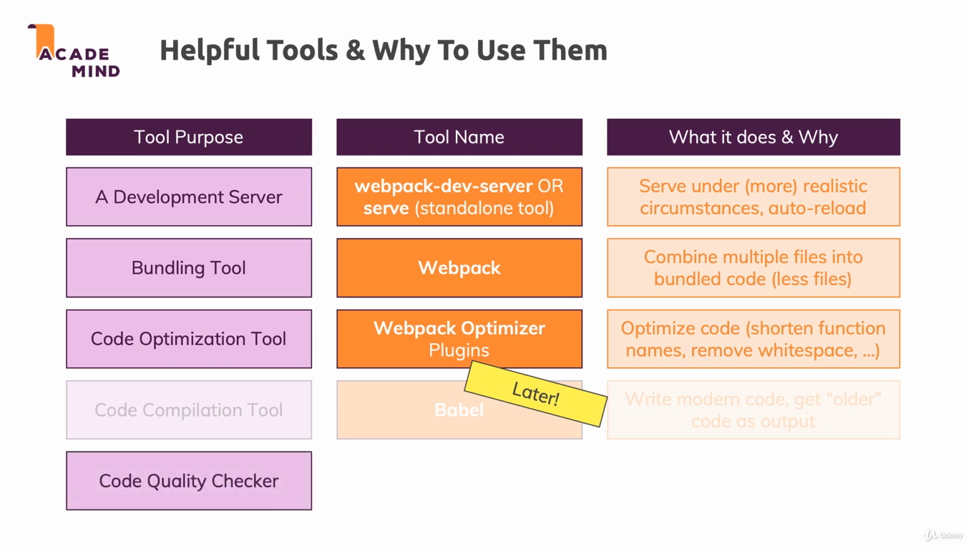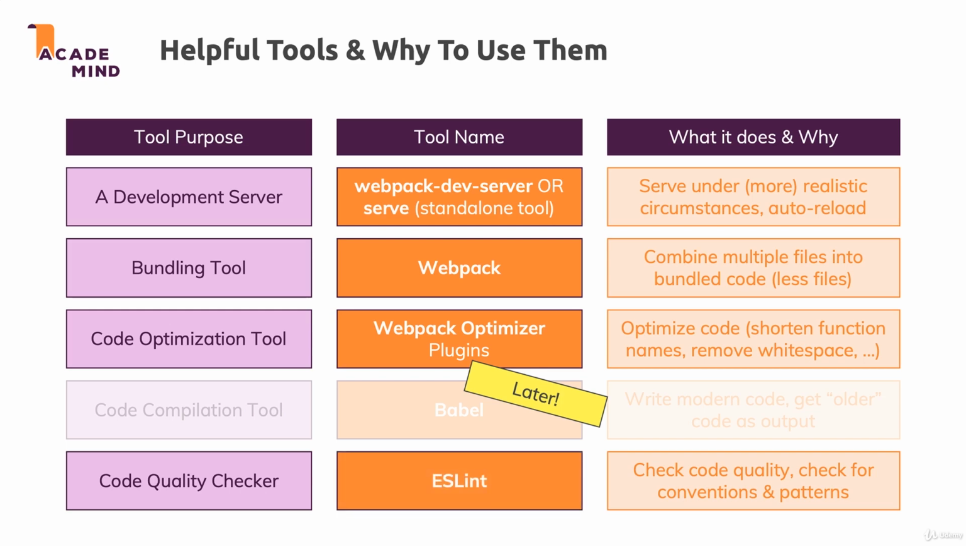Now, last but not least, you might want to check your code quality. So make sure that you follow certain patterns and conventions, that you consistently write your code in the same way. And for that, the most popular tool for JavaScript is ESLint, which you can also use. Now I'll walk you through Webpack, Webpack optimization, Webpack Dev Server, and ESLint in this module. As I mentioned, we'll have a look at Babel and this code compilation in the browser support module.